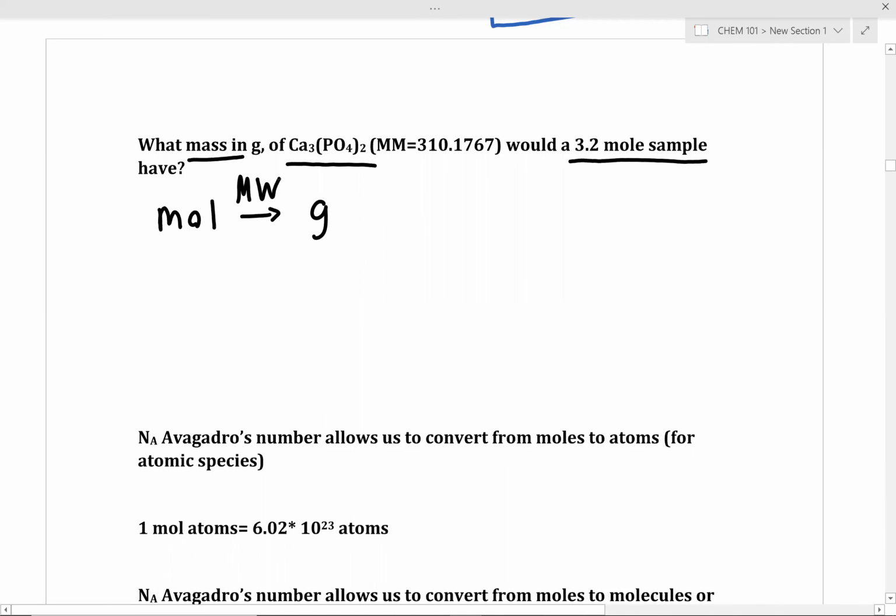So what I want you all to do to start us off today is to complete this conversion and tell me what is the mass of this 3.2 mole sample of calcium phosphate.